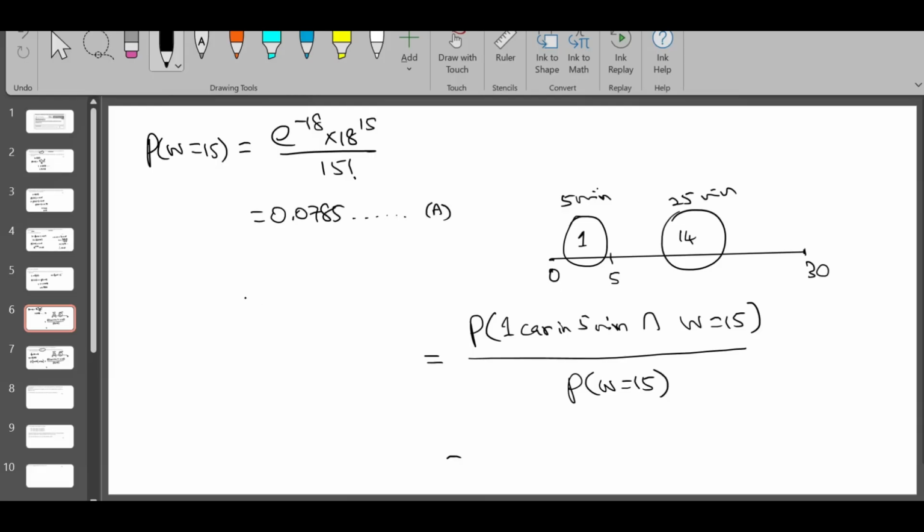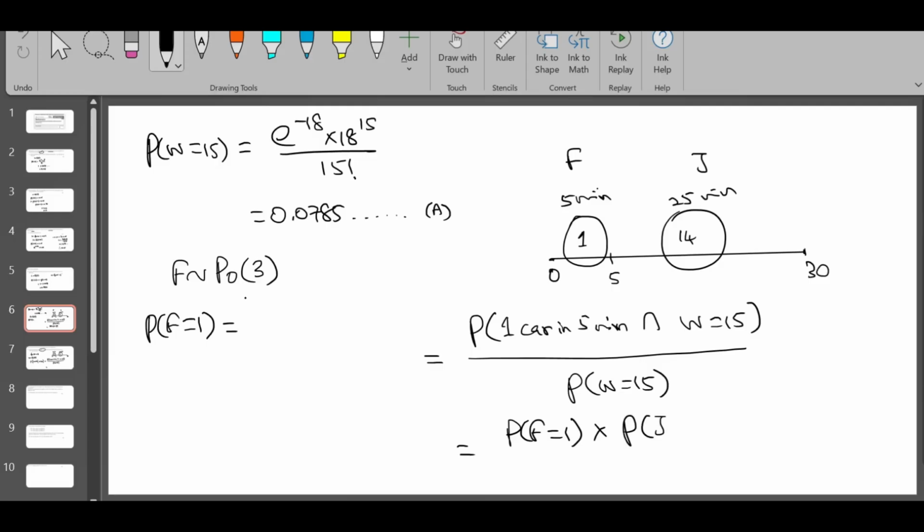Now we need to use some variables here, so I'm going to use F here and J here. F follows, it's 5 minutes actually. So for 5 minutes, the lambda will be 3, right? Because the mean rate is 6 per 10 minutes. So we need to find P of F equal to exactly 1. Here it's going to be P of F equal to 1 times P of J equal to 14, divided by 0.0785.